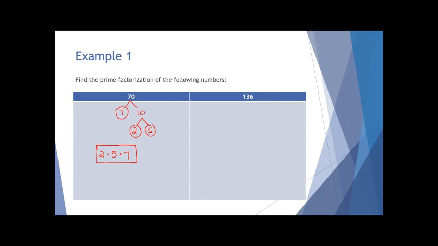Now let's look at 136. Usually people only know their times tables up to 10, and 136 is beyond that, and I don't know my numbers that multiply to 136. But what I do know is that 6, the last digit, is even, which means I can divide this by 2. And this is where the calculator comes in.